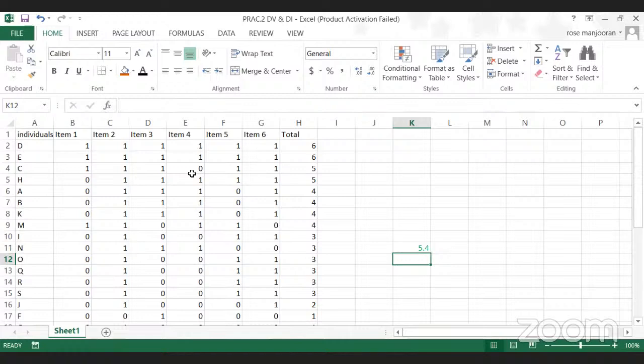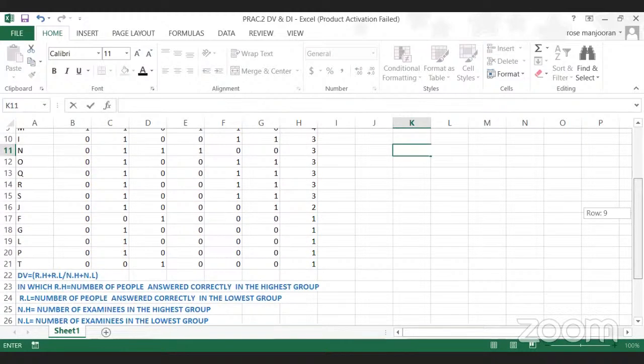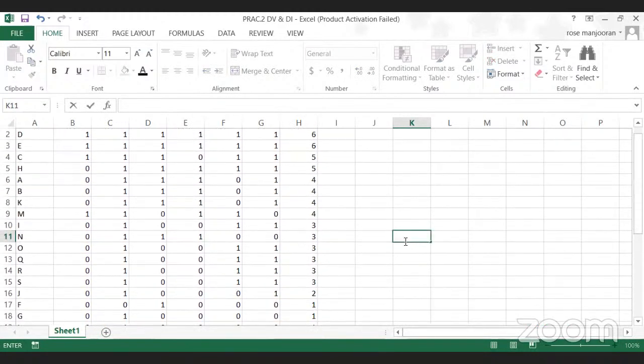Okay. So what I have done is we have to take 27% of 20 individuals here, because if you want to find 10 individuals, that is fine, but I'm taking 20 here. So this is the formula which I have used, that is 27 divided by 100 into 20. So you'll get 5.4 here.